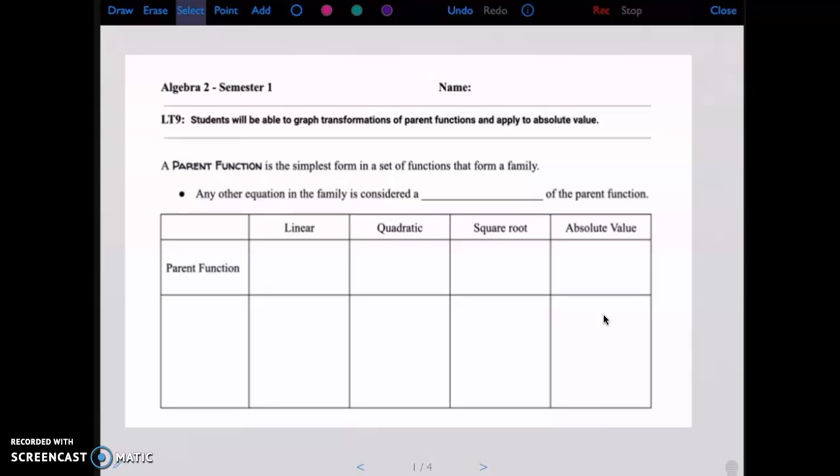All right, here we go. So we're going to start transformations. And a transformation is just moving a graph around. So we're going to give you these things called parent functions. Parent functions are going to be the original function. Any other equation in the family is considered a transformation.